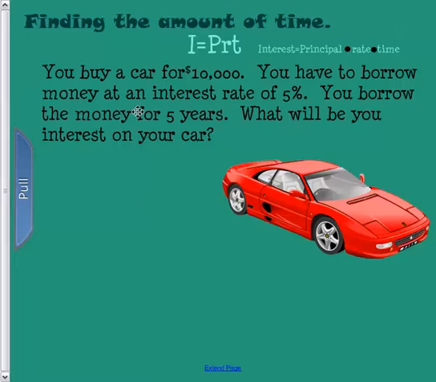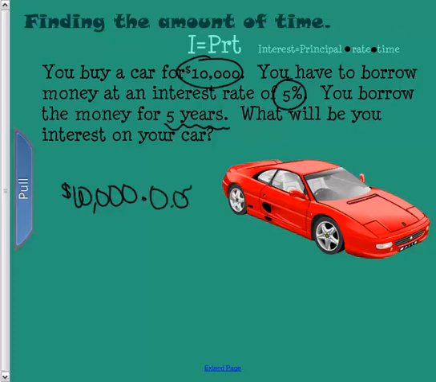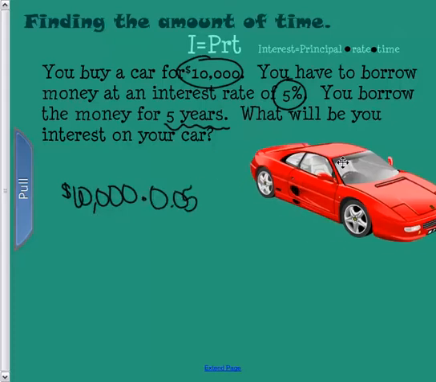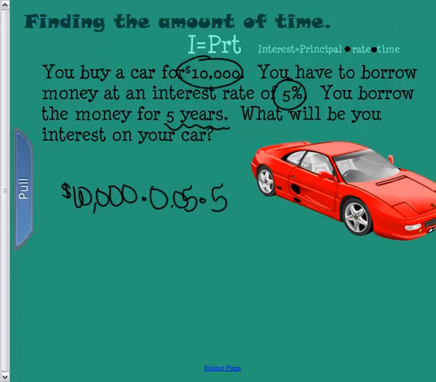You're going to buy a car for $10,000. You have to borrow money at an interest rate of 5%. You borrow the money for 5 years. What will be your interest on the car, okay? So if we did this one, we are paying $10,000 for the car at a rate of 5% over 5 years. And that we don't have to change anything because it's already in years, and that will give us our I. So go ahead and multiply that out for me.